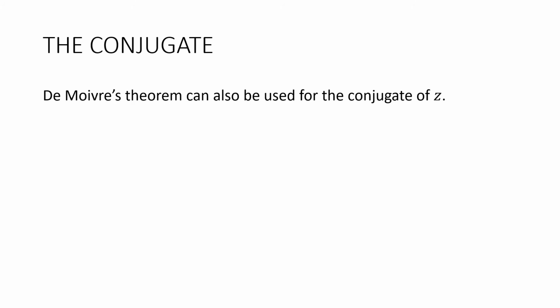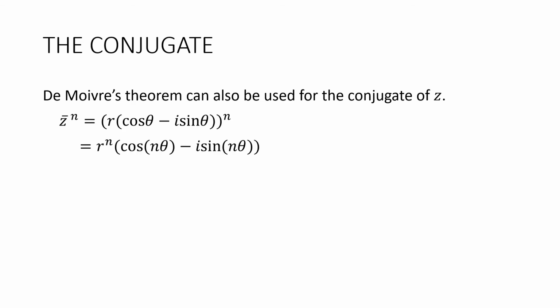Now, not surprisingly, de Moivre's theorem can also be used for the conjugate of z. In other words, z conjugate to the power of n is equal to r cos theta minus i sine theta in brackets to the power of n, which is r to the n cos n theta minus i sine n theta in brackets. If you wanted to prove that, you would prove it by mathematical induction.